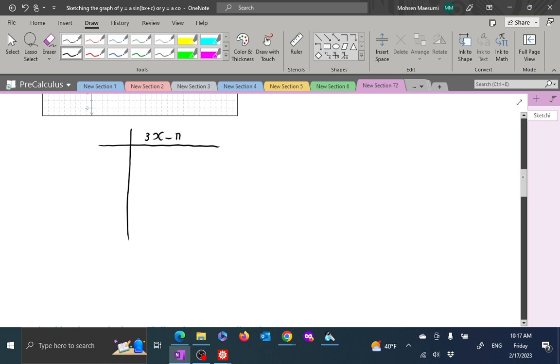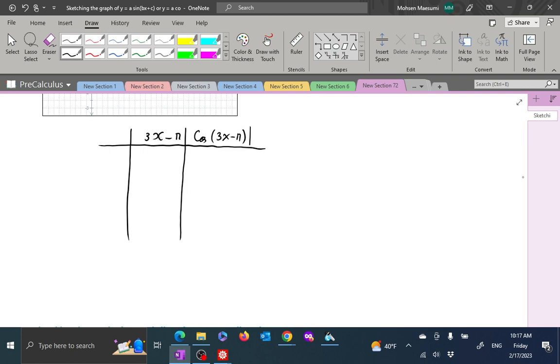3x minus pi is the input. Later on we are going to come back, call it maybe x prime or something, and then cosine of this is the first step, and then our final step is to double this. That's not going to be a challenge at all. 3x minus pi, so we're just going to double that, and then we want to work our way back to x, get our x's, get our final values, and plot that.